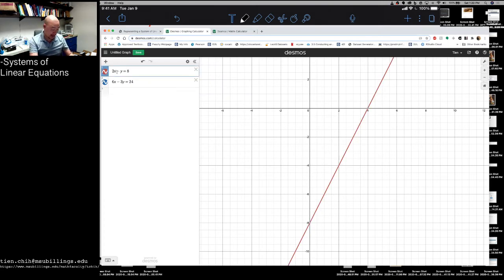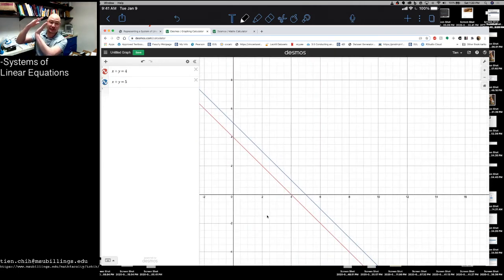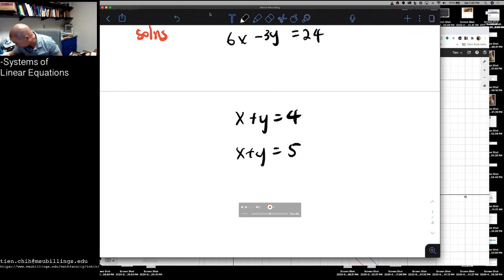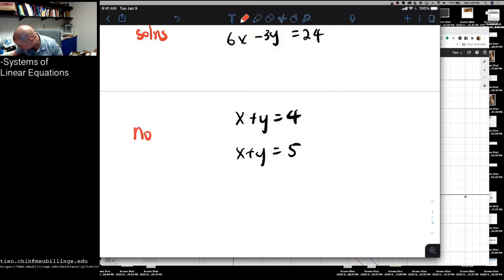And to see what happens if we try to do that, x plus y equals 4, and then we talk about x plus y equals 5, we are talking about parallel lines that don't ever intersect. There are no points on one line that are also on the other line. There's simply not such a scenario. So in that case, we could say that there are no solutions.